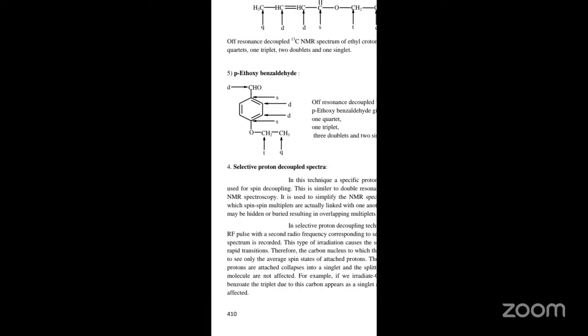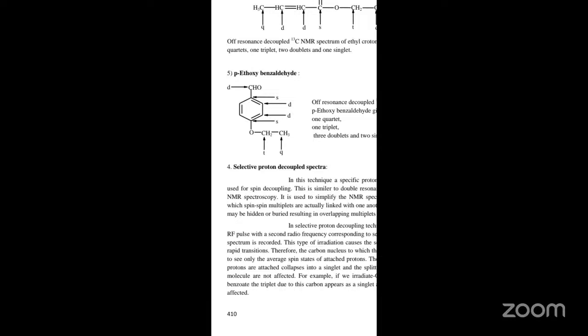And in the ether linkage, the CH2 appears as a triplet because that CH2 carbon is attached with two protons, and 2 plus 1 is 3, a triplet. Then CH3 appears as a quartet here.